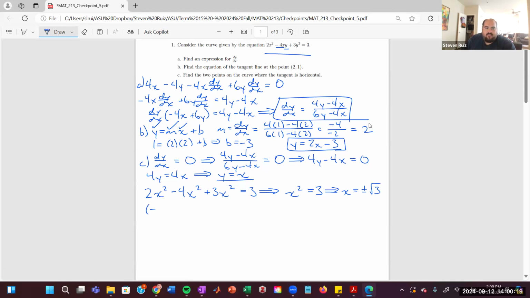So now here's what I have. I have 2 points. One has an x-coordinate of negative radical 3. One has an x-coordinate of radical 3. So what are the y-coordinates? Well, remember that we found just a few minutes ago that the only places where I have horizontal tangents are where the y and the x coordinates are equal to each other. So realizing that, I get the y-coordinates as well. My 2 points are (negative radical 3, negative radical 3) and (radical 3, radical 3). So that's all for question 1.